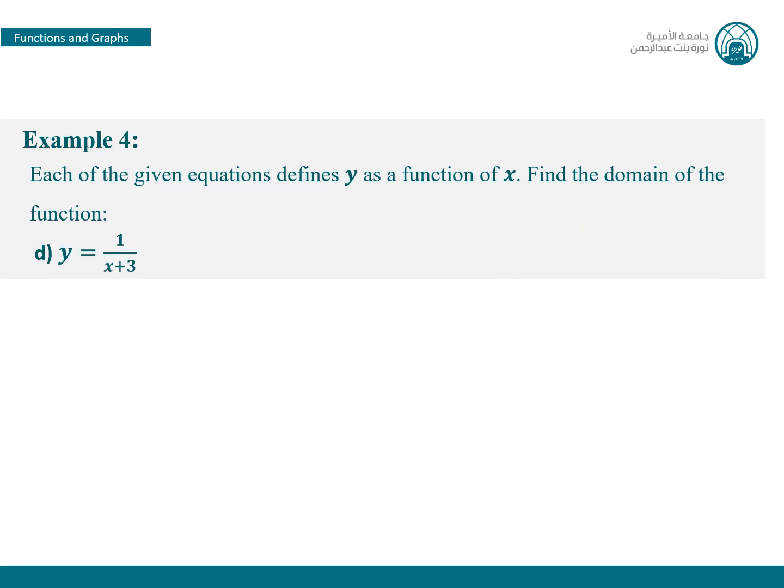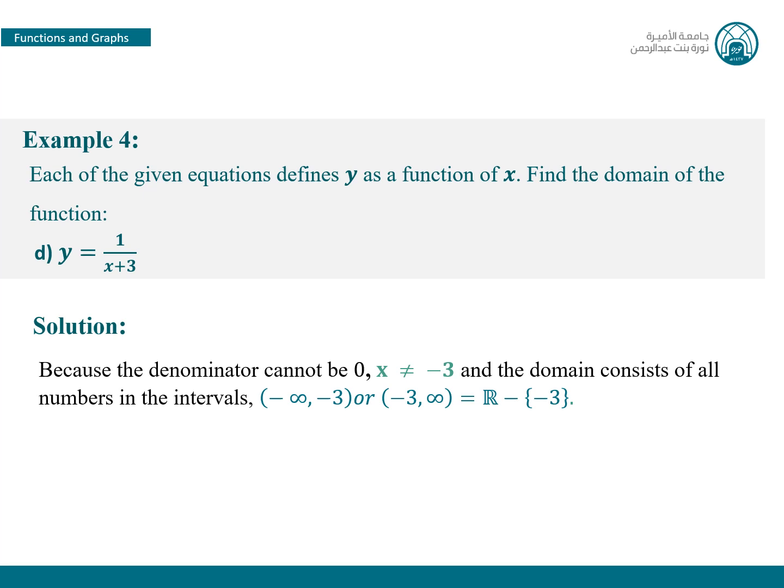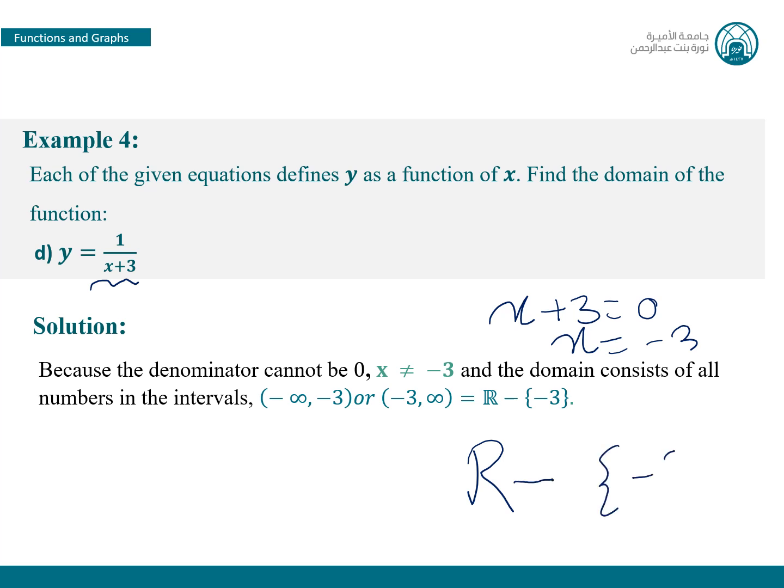Now, in this example, we have a fractional function. How can we find the domain for a fractional function? We need to look at the denominator. The denominator cannot be equal to 0. How can we find that? If we look at this x plus 3, x plus 3 equals 0 when x equals minus 3. So the domain for that function will be R except minus 3. Or we can write it this way, or this way, or this way. All of these are the domain for the fractional function.